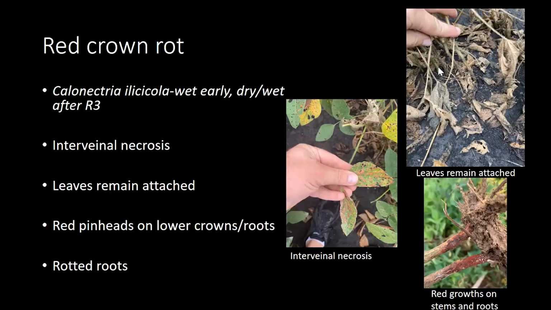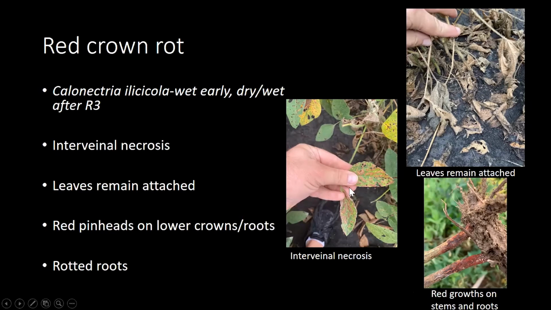The next one that I want to talk about is red crown rot. This is a newer one that we're starting to look at in Illinois. I'll talk a little more about this in the upcoming slides in terms of where we're seeing it. But this is kind of the redheaded stepchild of SDS. Very similar conditions favor red crown rot. It's caused by a different soil-borne fungus. It likes it wet early and again dry or wet after R3. We start to see a lot of the same symptoms being produced.